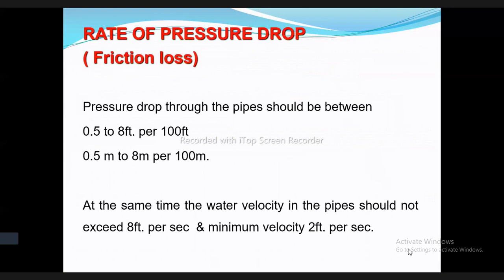So basically, the first thing was your velocity. The second thing is you should know that your pressure drop in the pipe should lie anything between 0.5 to 8 feet per 100 feet of length. Similarly, if I talk in terms of meters, charts are also available. That can be 0.5 to 8 meters, because friction is unitless. So that's why this is the same, 0.5 to 8. I hope it is clear.